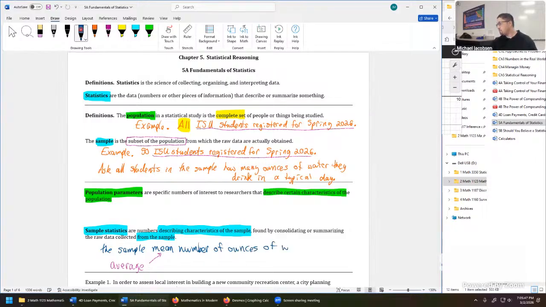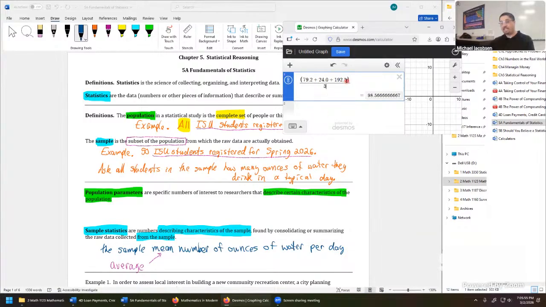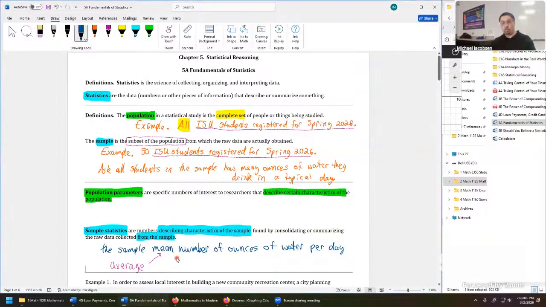of water per day. So we have 50 students, we would have 50 different things all added up, divided by 50, and we would calculate that mean directly. That's a number we would know, but the unknown is the parameter. Any questions so far, just looking at the statistic side?